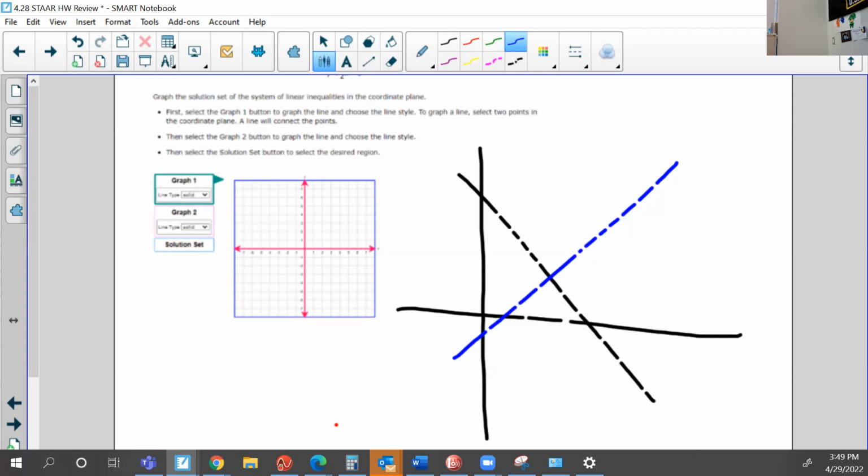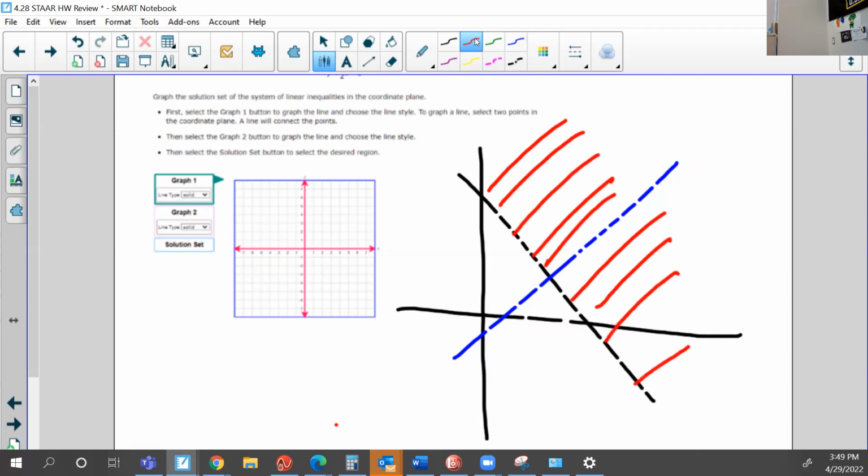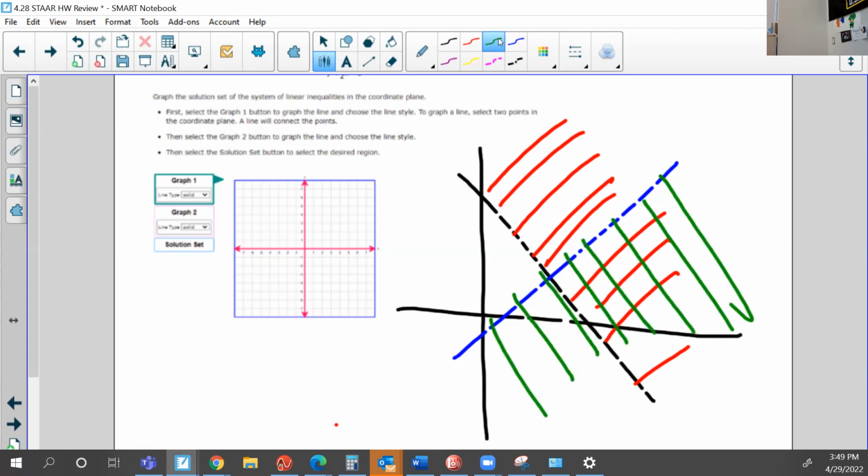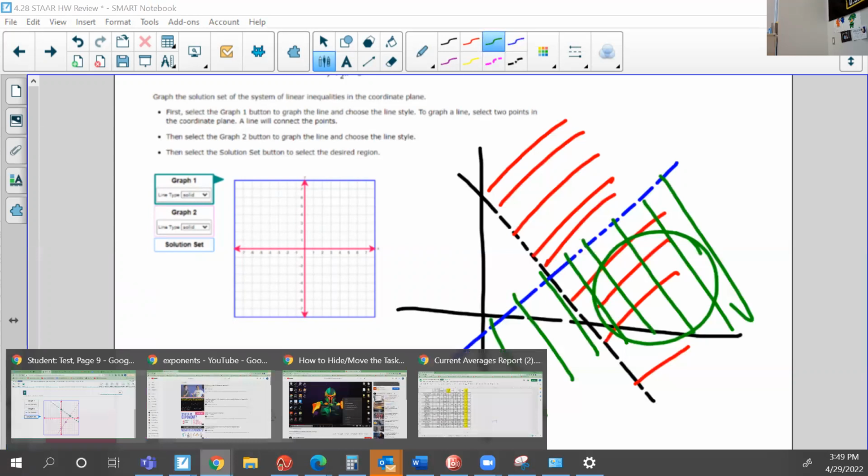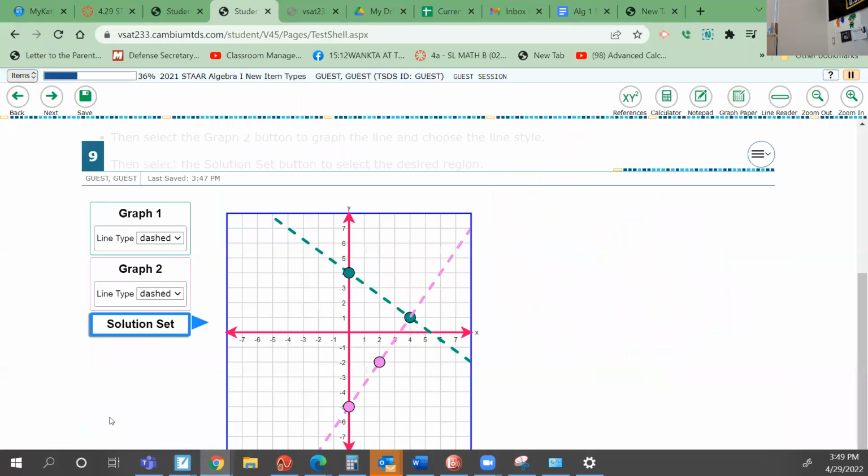And so for the first one, we know the shaded area is above the line. And for the blue line, the shading area is below the line. So as you can see now, where they intersect right here, that's going to be my solution set. So let's go back now. My solution set now is just going to be right here. So, all right, let's move on.